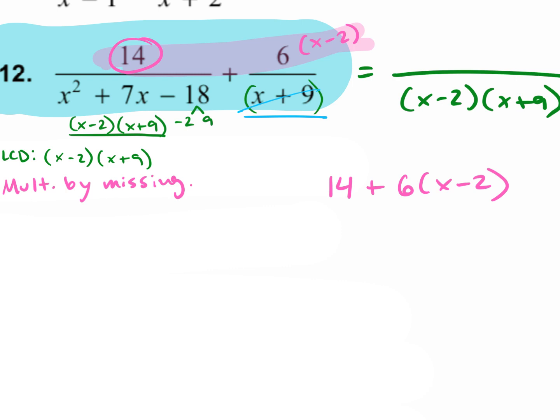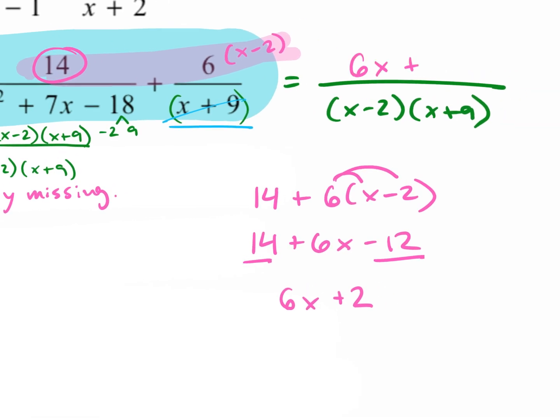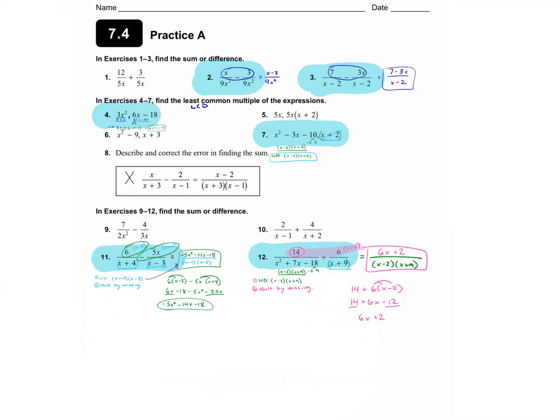Now we have to simplify. What would we do next to simplify? Distribute the 6. So 14 plus 6x minus 12. 14 minus 12 would be 2. So 6x plus 2. So on top, we have 6x plus 2. Does it matter if it's flipped here now? It doesn't matter. You could leave it as 2 plus 6x. That would be fine. Usually you want to put it in standard form, so we'd put the x one first, but it doesn't matter if it was the other way around. It's still right. All right, let's move on to 7.5.